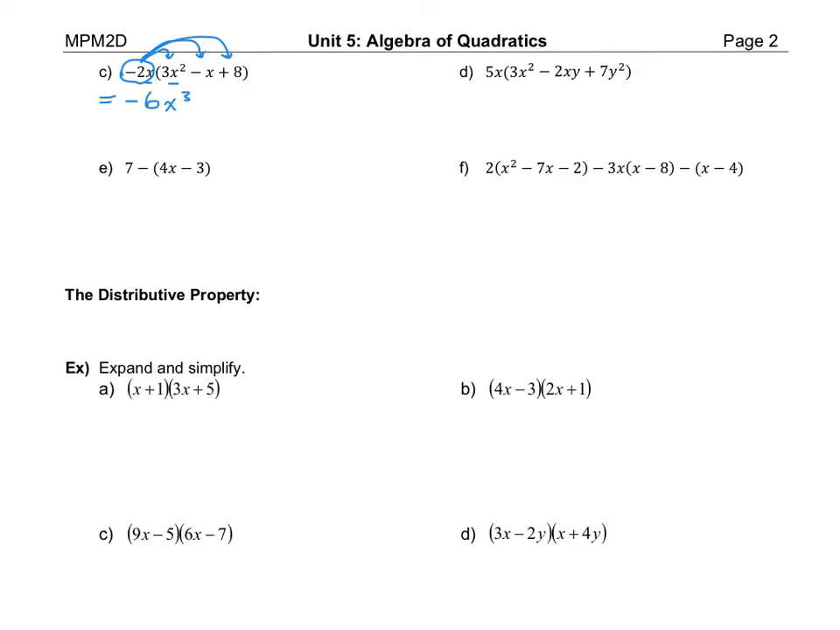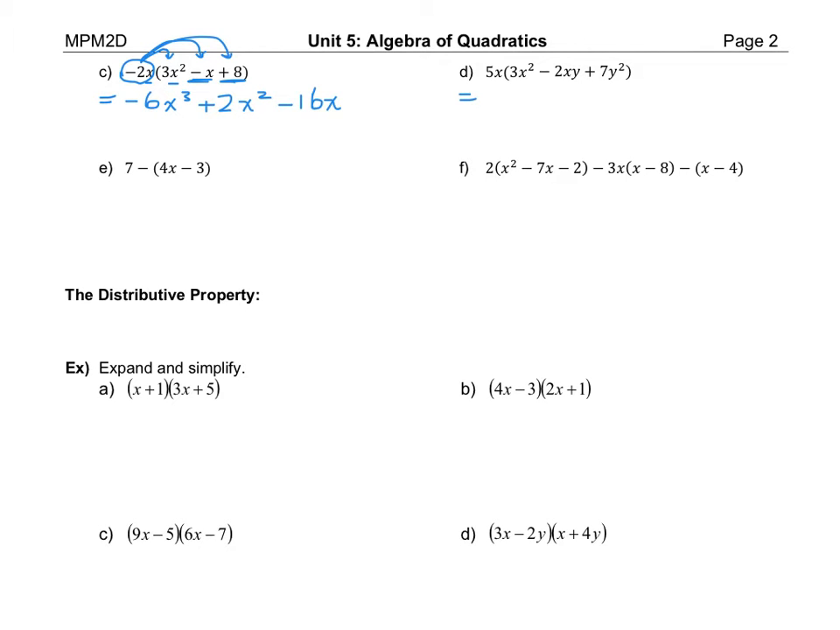The minus 2 times a minus 1 would be plus 2, and then x times x would be an x squared, and minus 2 times the positive 8 would be minus 16, and it's just going to have the x to the 1. And there's no like terms to collect there, so that is finished.